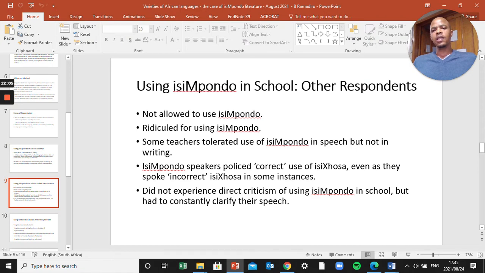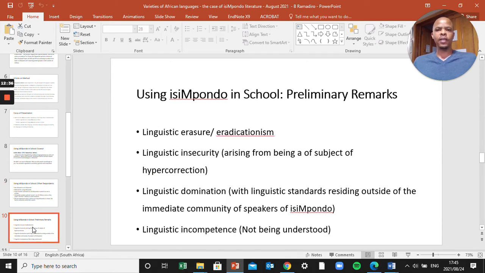So other respondents said that isiMpondo speakers policed correct use of isiXhosa, even as they spoke incorrect isiXhosa in some instances. And another respondent said that he did not experience direct criticism for using isiMpondo in school, but had to constantly clarify their speech. So they had to constantly explain what they mean when they're using certain words or certain phrases.